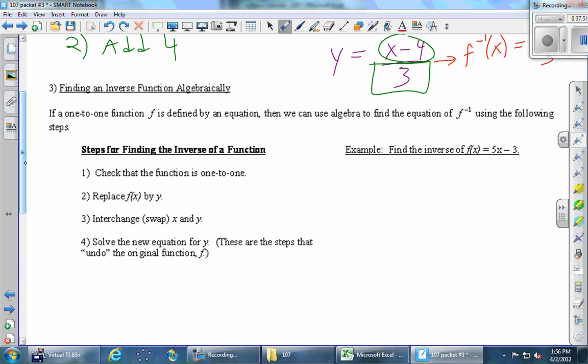Okay, so let's take a look at this example. We're going to go through the steps on the left, and then we'll do the process for this specific example. f of x is 5x minus 3. First it says check that the function is 1 to 1. Can you show me with your arm what the graph of f of x equals 5x minus 3 looks like?